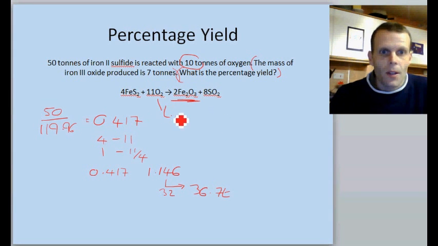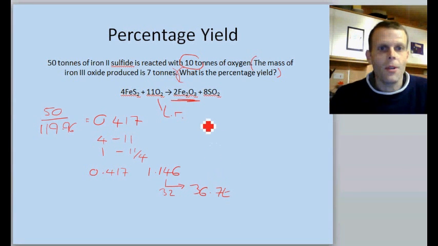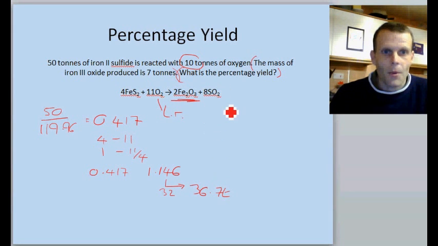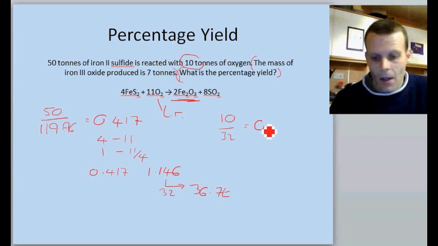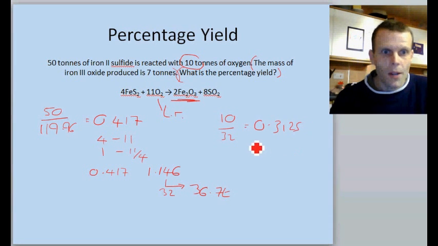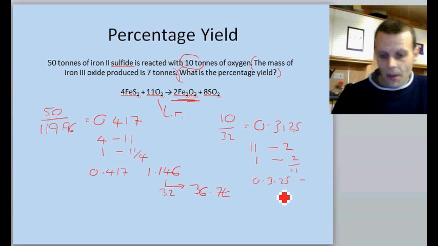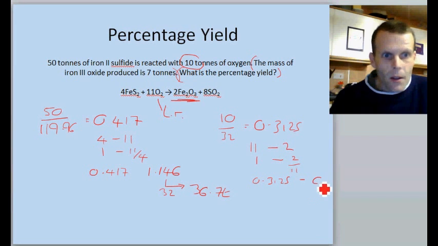So that means my oxygen is my limiting reactant, and that's going to be the one that determines how much product I make. So now that we know that, we can go back and say, right, 10 tons of oxygen, 10 divided by 32, that's my number of moles of oxygen, which is 0.3125. Mole ratio, horrible mole ratios in this question, 11 will give me 2, 1 would give me 2 over 11, so 0.3125 is going to give me 0.057.